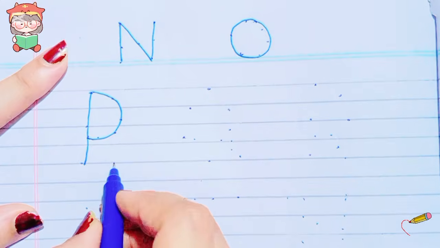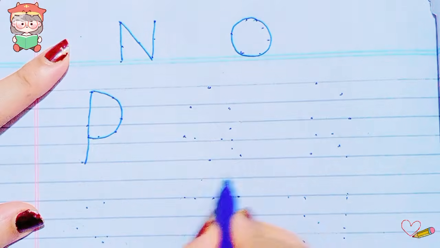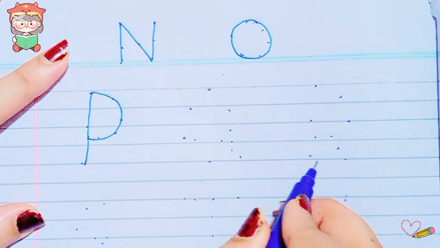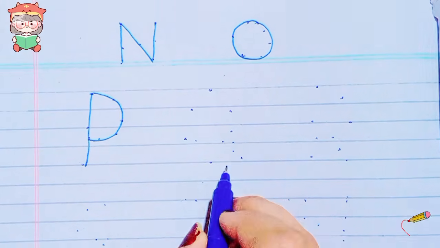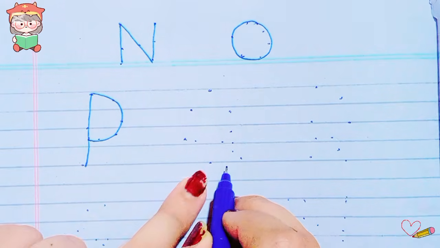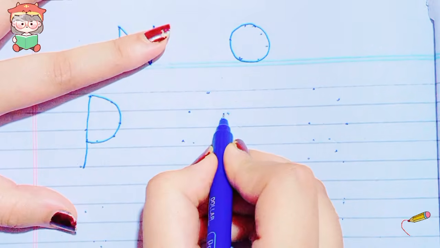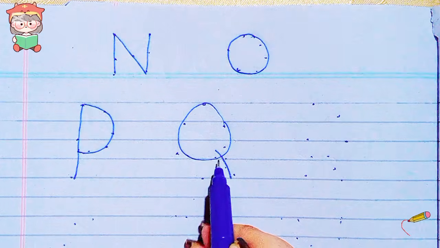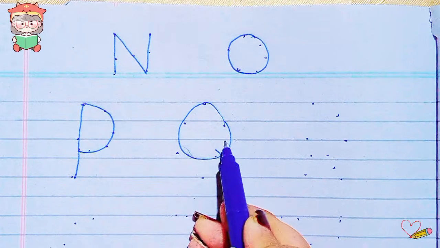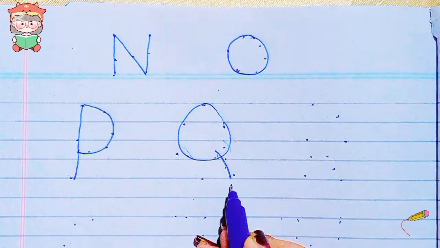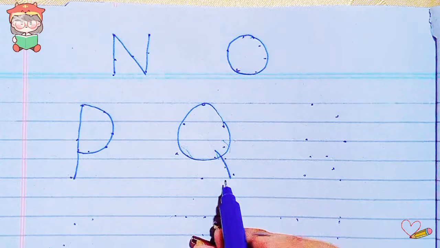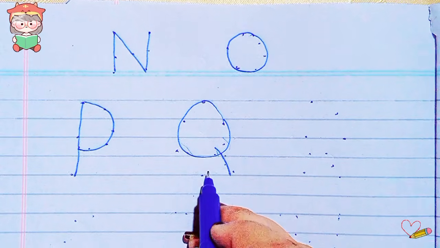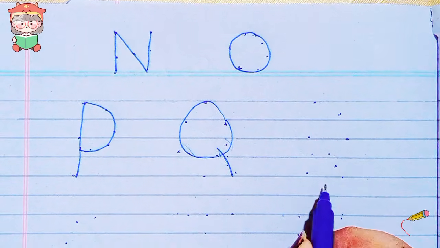So next, trace letter Q. Let's trace letter Q. It's Q. First round, then one straight line. It's Q. Q for queen. So next letter is letter R.